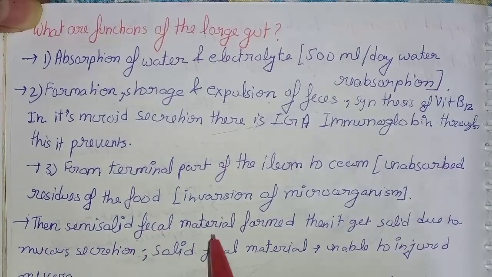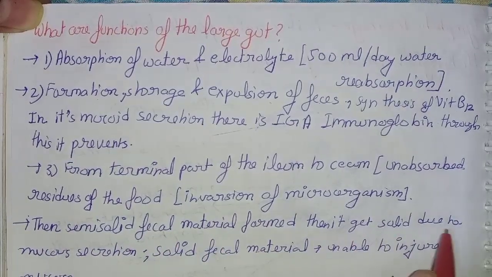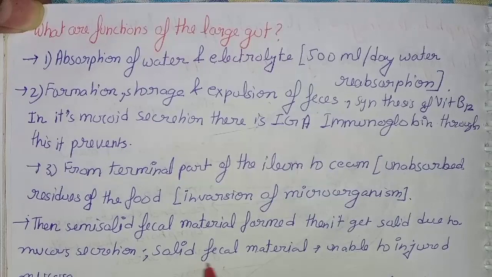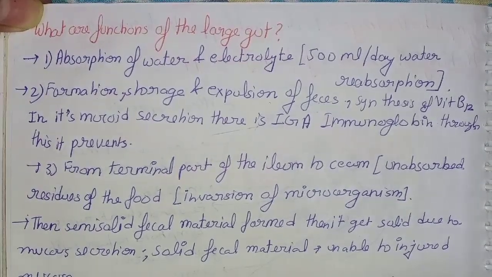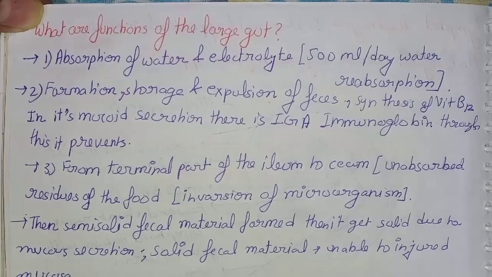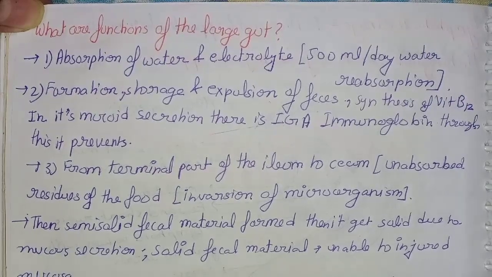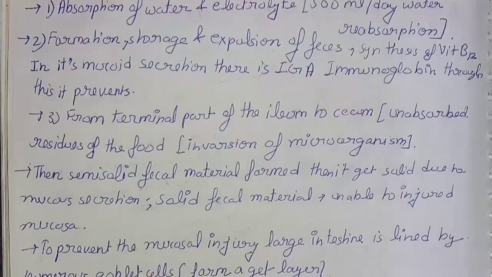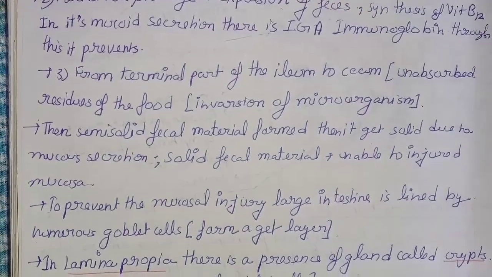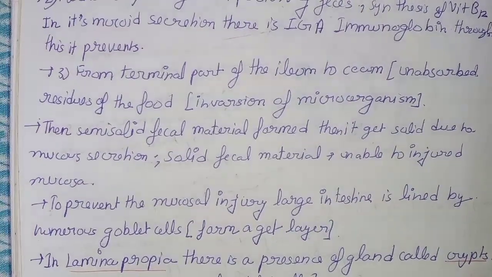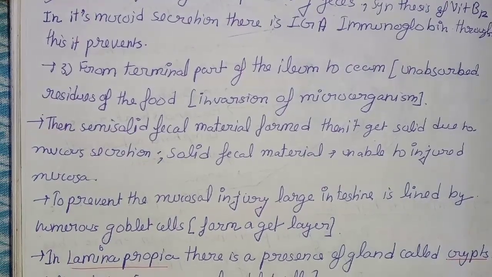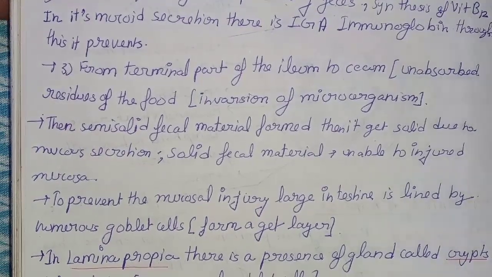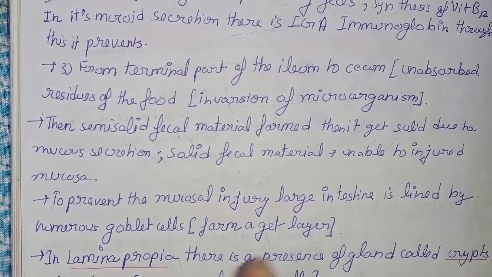Then semi-solid fecal matter forms. Then it gets solid due to the mucus secretion. Solid fecal material is unable to injure the mucosa. To prevent mucosal injury, the large intestine is lined by numerous goblet cells which form a protective layer. In the lamina propria, there are glands called crypts of Lieberkühn, in which goblet cells are present. The mucosa forms temporary mucosal folds in the histological structure of the large intestine.